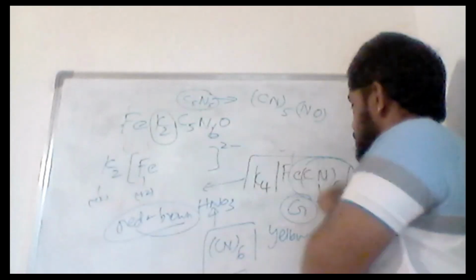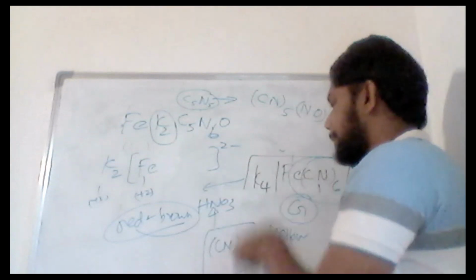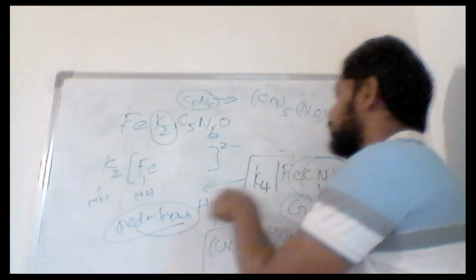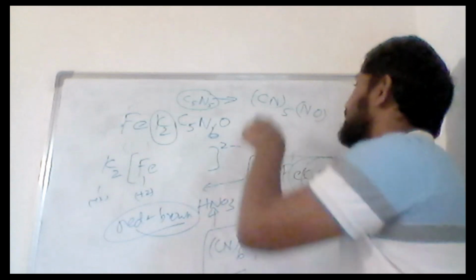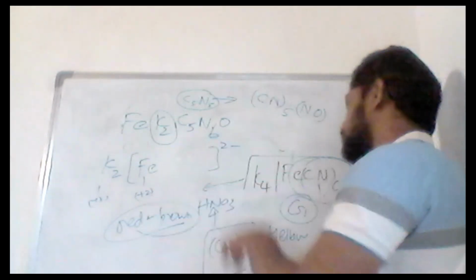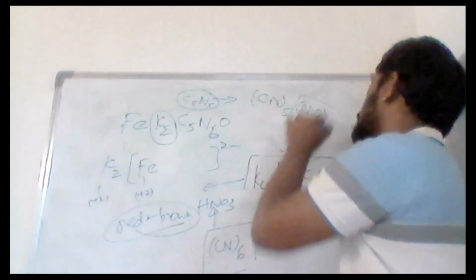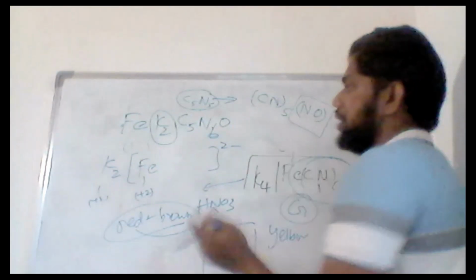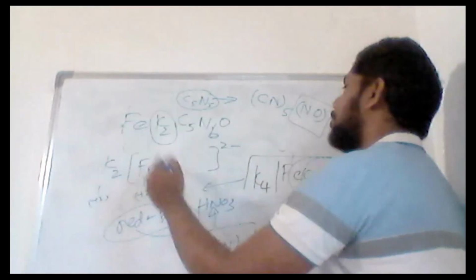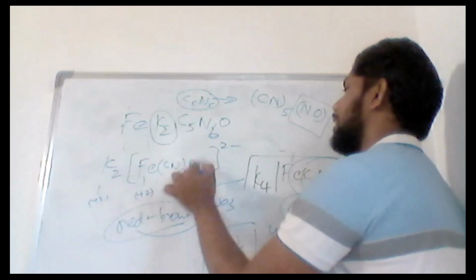Cyanide 6 ligands were initially there, but when you add HNO3, you can imagine one of the cyanides, 6 cyanides to 5 cyanides. So one of the cyanides is now replaced by a NO group, which in this formula now can be CN5NO.